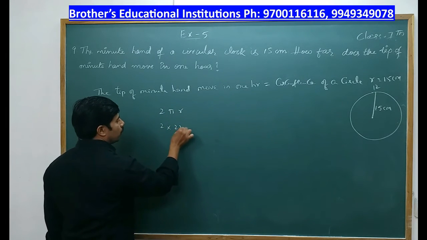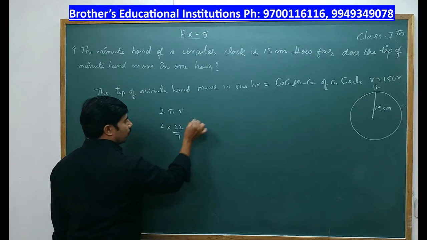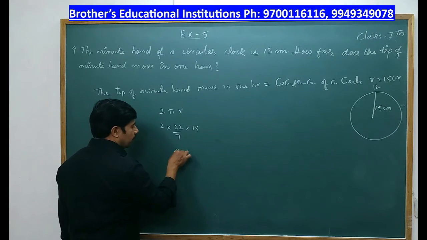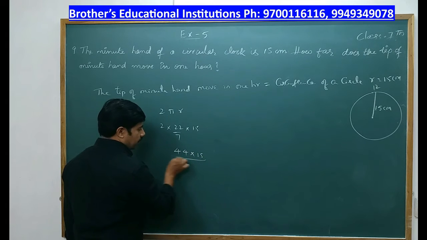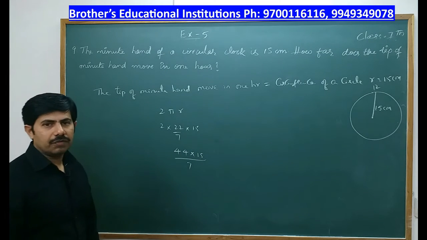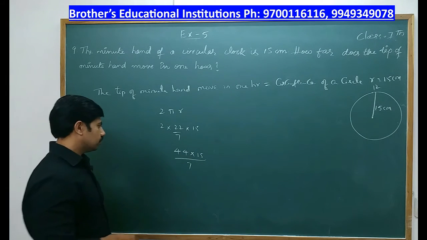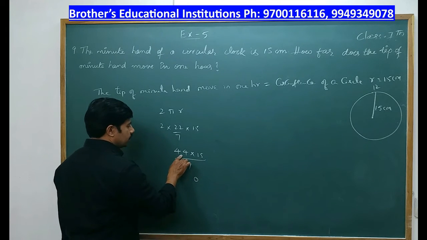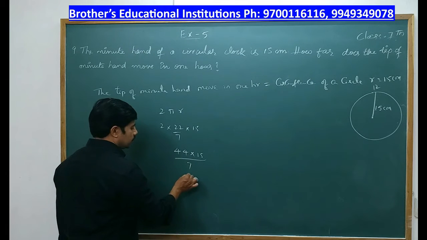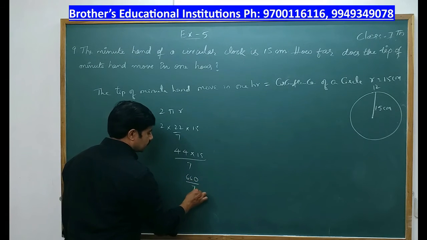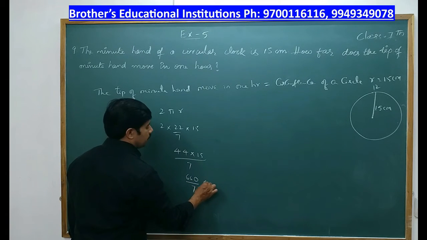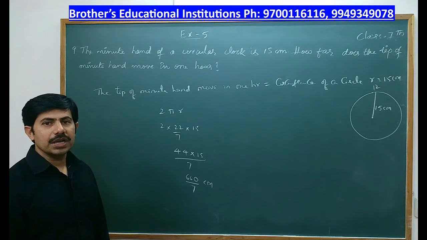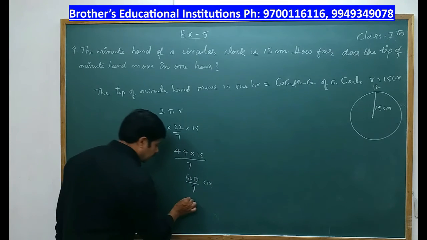So 2 into 22 by 7 into 15. So here 44 into 15 by 7. 15 fours are 60, and this is 660 by 7 centimeters. So we are getting 660 by 7, that comes around 94.28 centimeters.